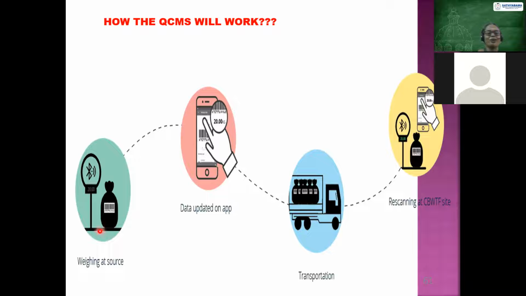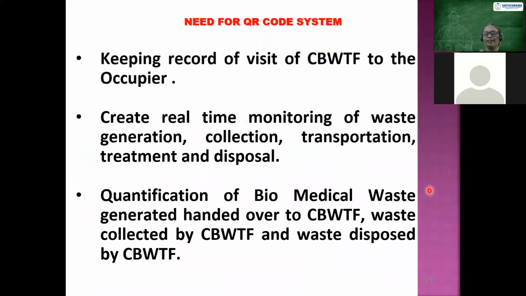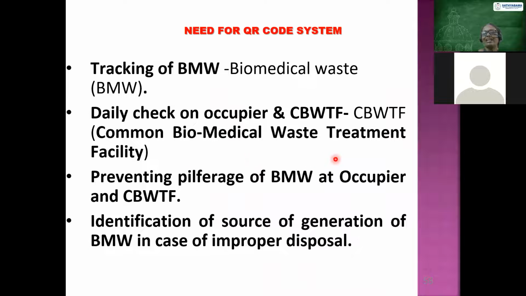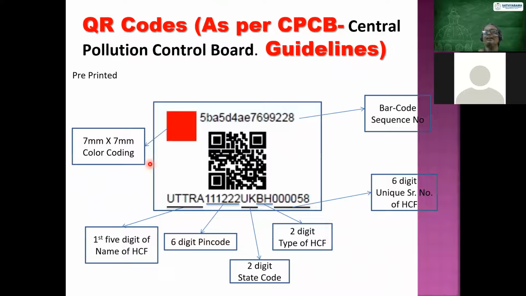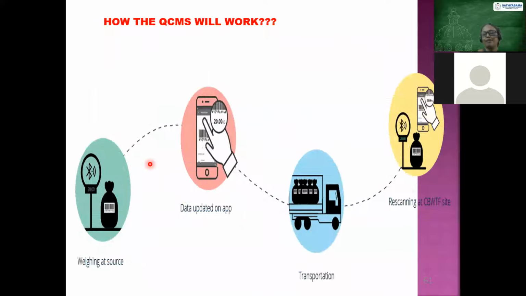Okay, and this is how the QR code management system works. They will put the QR code, and then the data will be updated on the app. So definitely one transportation vehicle will come and collect it. And then the CBWTF, which we all know is nothing but the common biomedical waste treatment facility. Okay, so all over India we have 190 CBWTFs, and 29 are in the pipeline. So they are doing this kind of projects.